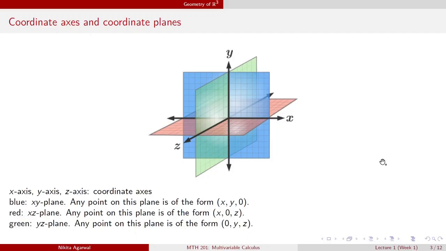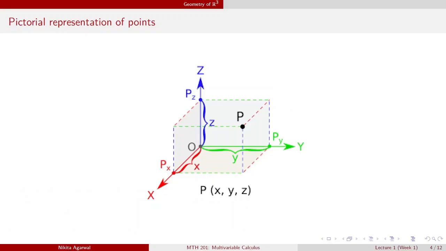Let us understand this part more by looking at a pictorial representation of a point. If you take any point P = (x, y, z) in R3, let us try to understand what these coordinates x, y, z are. What you do is, you look at this point in R3, and you drop a perpendicular from this point to the YZ plane.